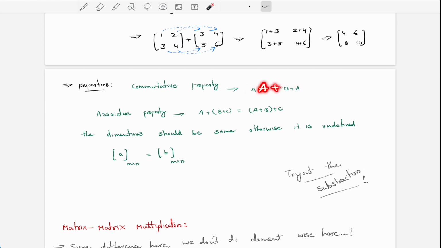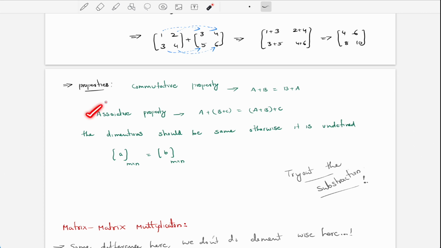If we add two numbers, it must be equal to B plus A also. It means the opposite also. For example, 2 plus 3 is equal to 3 plus 2. Yes, 2 plus 3 is equal to 5, which is equal to 5. So this is called a commutative property.